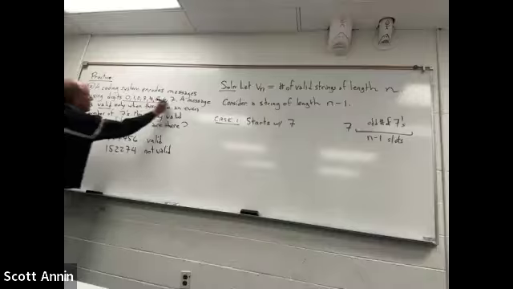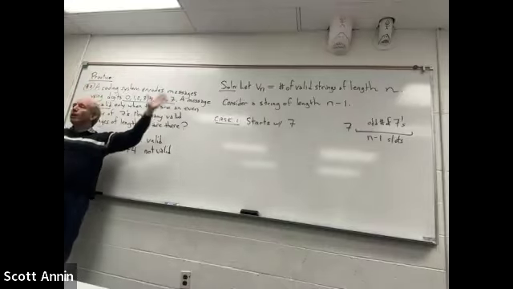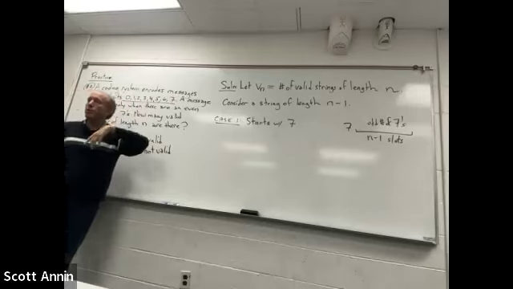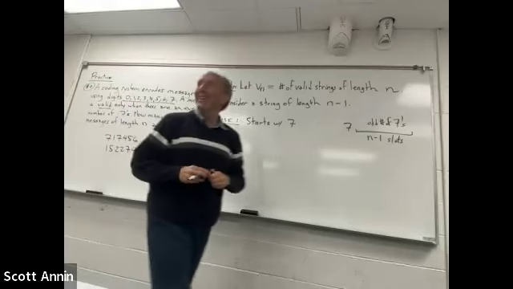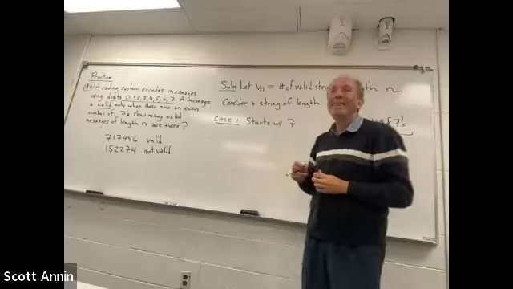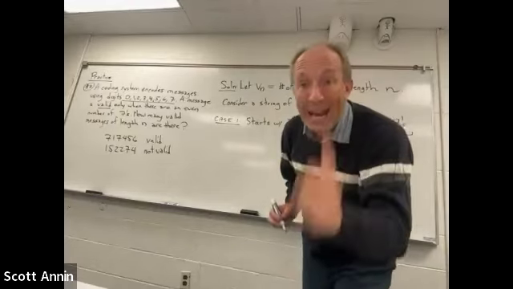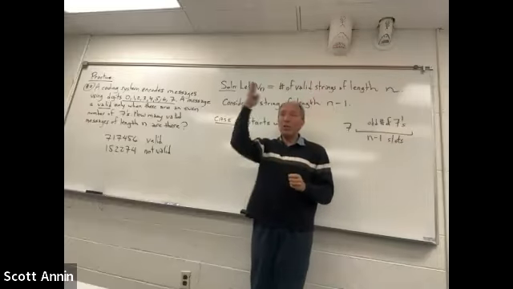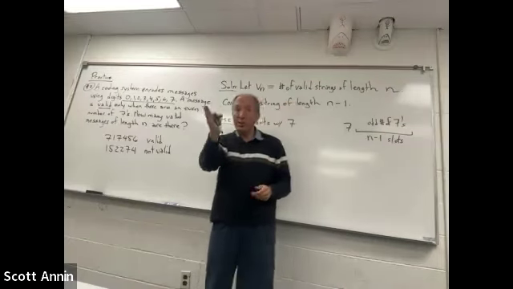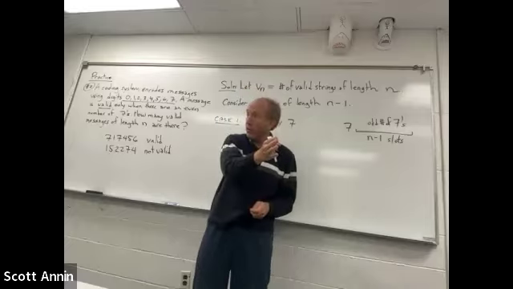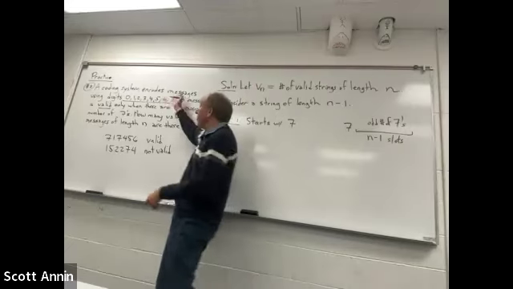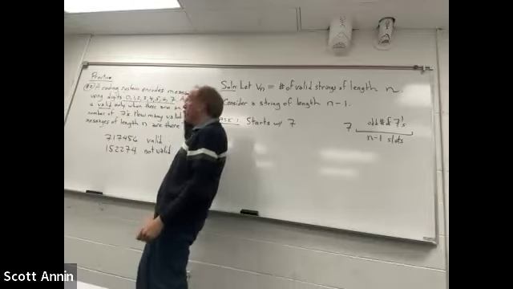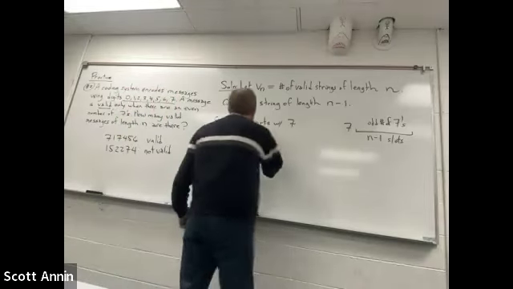These are my digits. So no constraints at all. If I want to make a string of length n-1 using those digits, how many strings could I make? 8 to the n-1, exactly. I have 8 choices for the first slot, 8 choices for the second slot, 8 choices for the third slot. There's nothing about repeats or anything else being restricted, so we can make any string whatsoever.